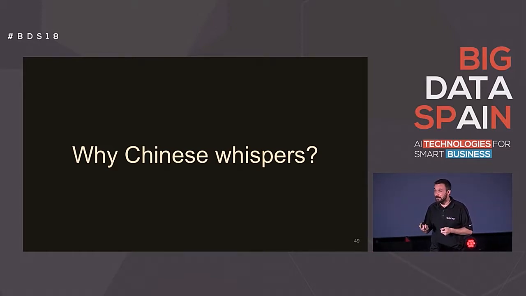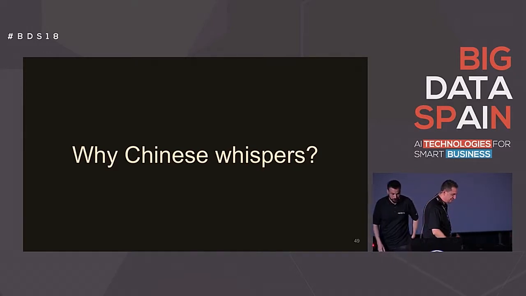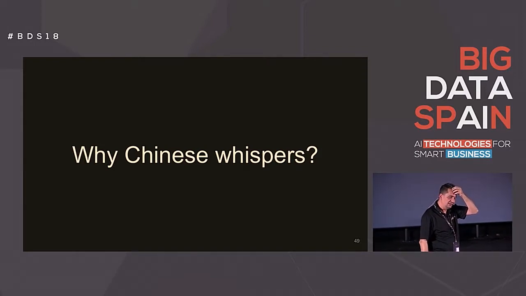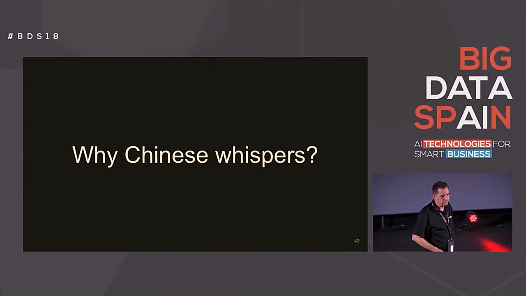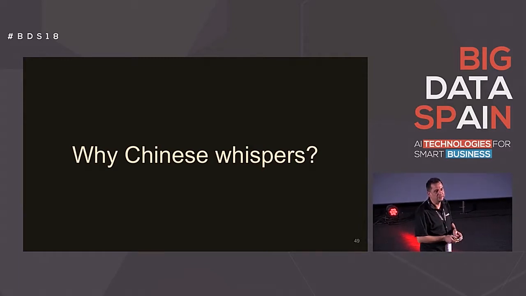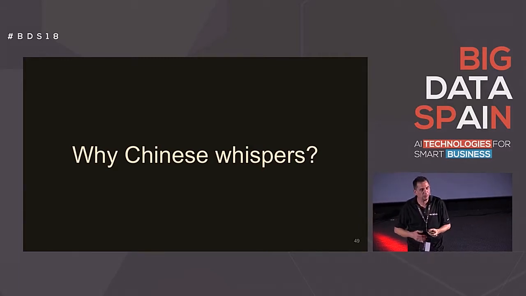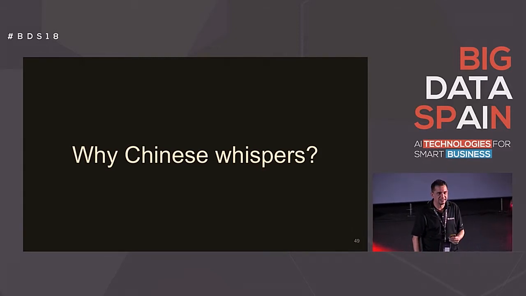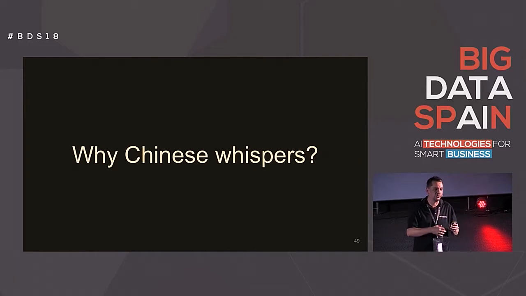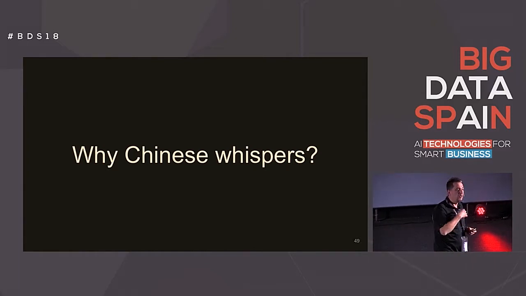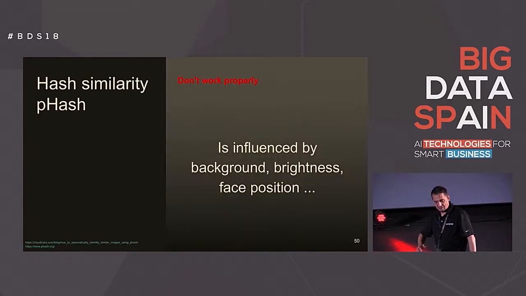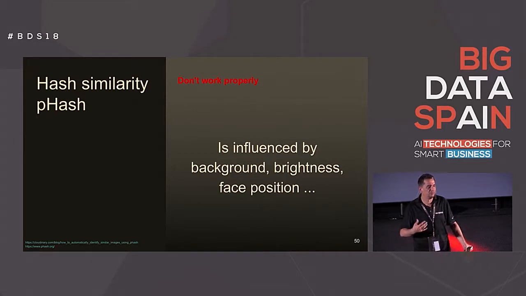Why are we using Chinese Whispers? Okay. Are you talking about this kind of algorithm? Well, the question that we need to resolve is, in this video, how many different people appear? In this other video, how many people disappear from the first video? This kind of task needs to aggregate or make a group with all the faces that you can find in a video. Okay, for this, we tried some techniques.